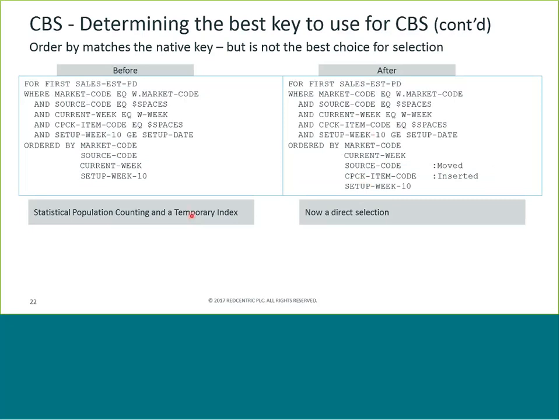So it's now a direct selection because in this one, the where clause and the order by clause chose two different keys, so it had to do statistical population counting. With this one, it's now doing a direct selection. Again, it eliminated the unnecessary population counting and temporary index without changing the data because these were all specified as equalities.